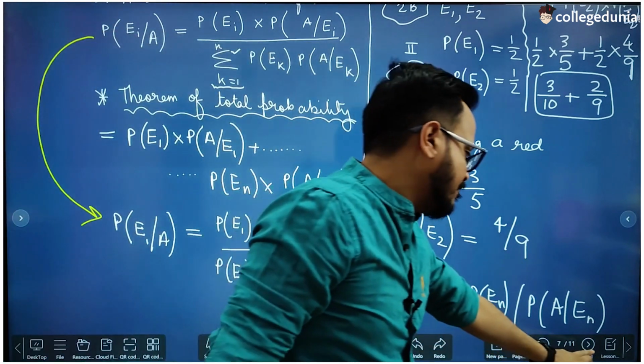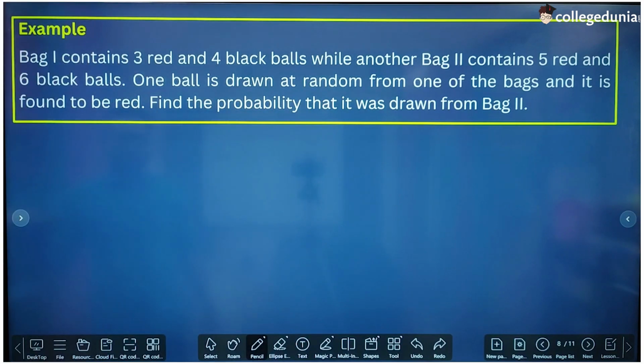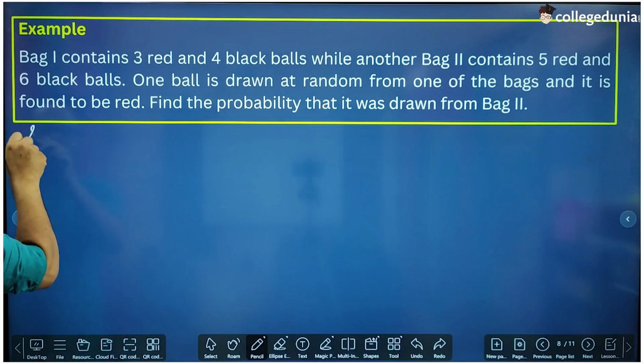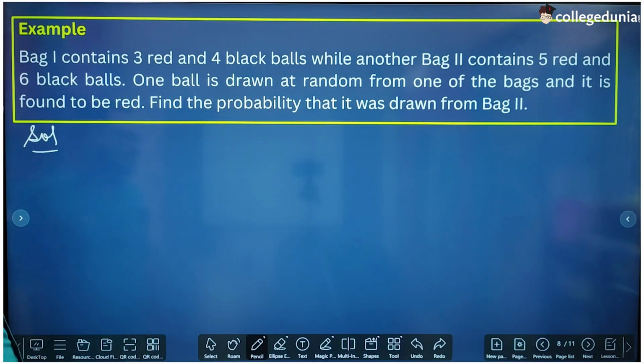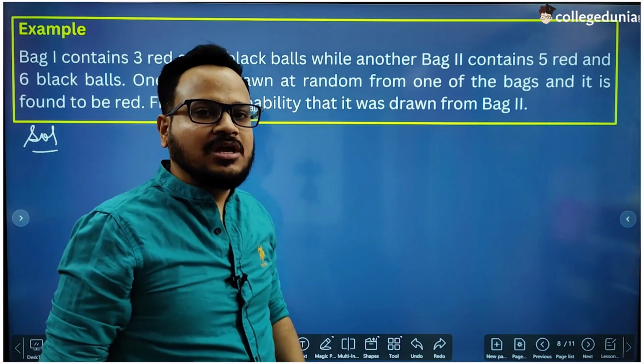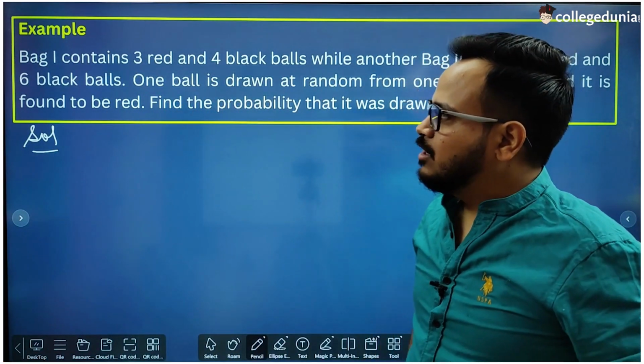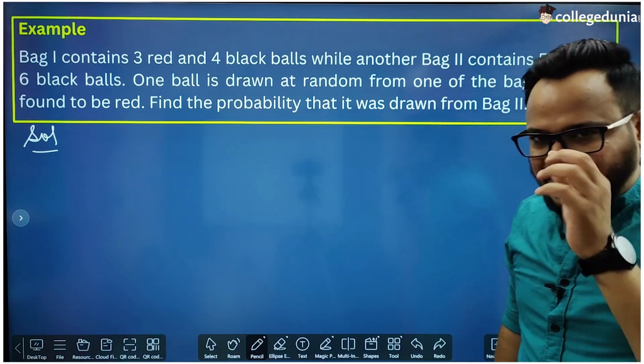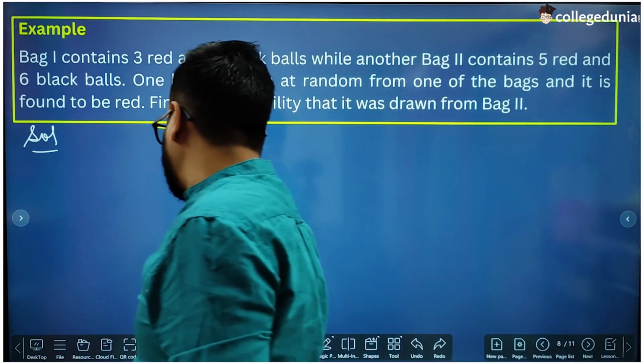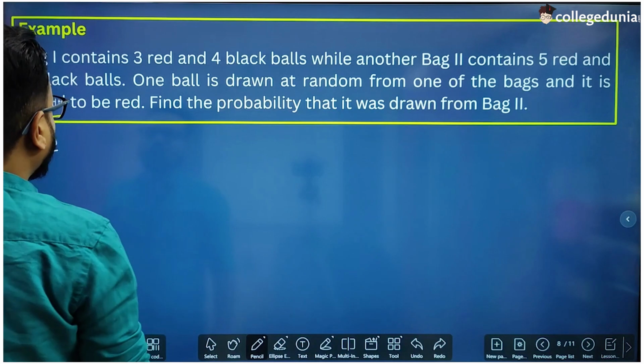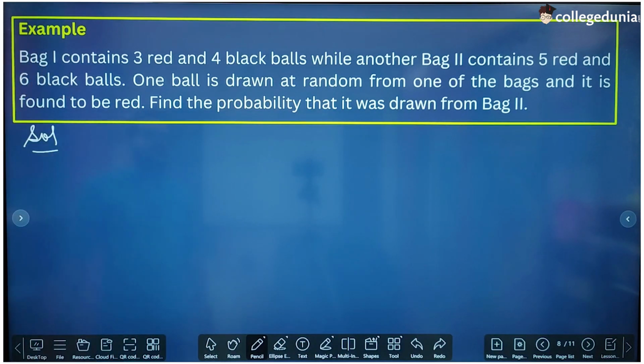For example, let us discuss two very important questions based on Bayes theorem. The number of events that are given in this case, like E1, E2, E3 in class 12, will not be more than 3. You are going to get a maximum of 3 events, or in most cases the number of events will be 2.